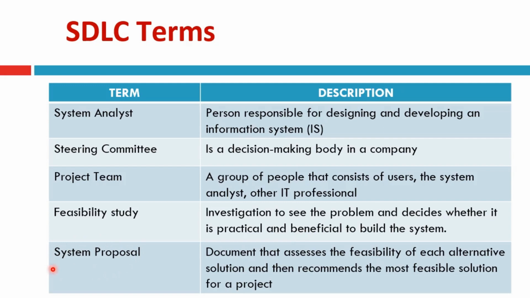What is system proposal? System proposal is actually a document that assesses the feasibility of each alternative solution and then recommends the most feasible solution for a project. Now, when you are doing your feasibility study, how do you deliver the report to either continue the project or reject the project? So you have to come up with the system proposal. The system proposal is actually the document based on your feasibility study.